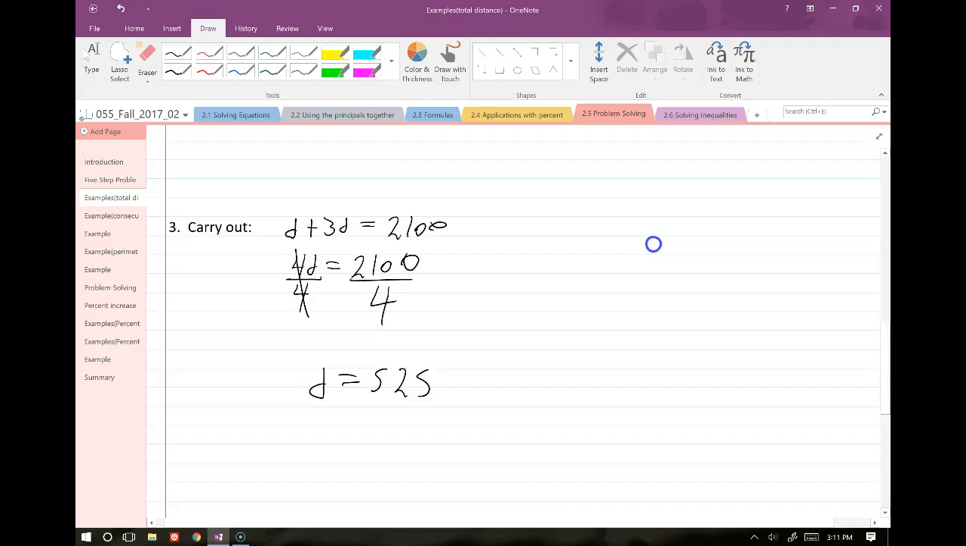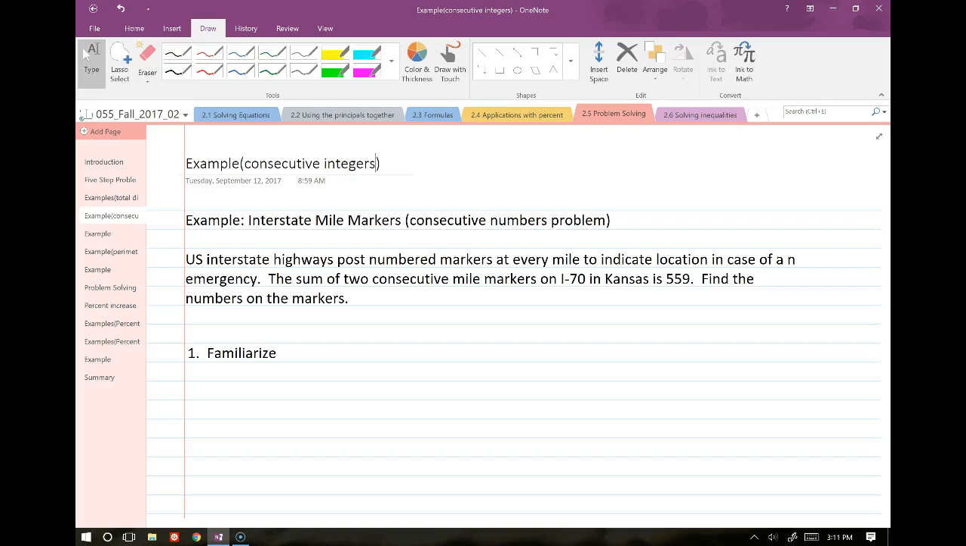The first problem type that we did was a total distance problem. One leg of a journey plus another leg of a journey equals both legs, the total distance. This next example is what we call a consecutive integers problem. There's one thing that's really important to remember if you're going to be successful at consecutive integers problems. Consecutive integers look like this. Suppose we have an integer n. The next integers are n plus 1, n plus 2, n plus 3, right? That's the concept behind these.